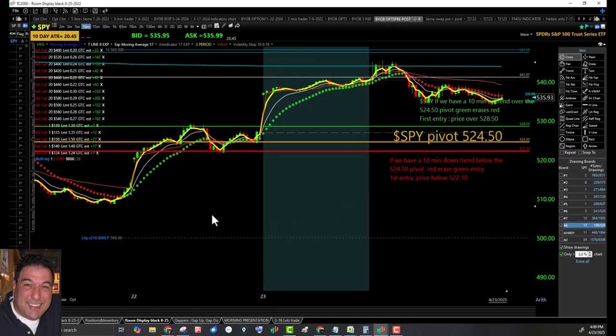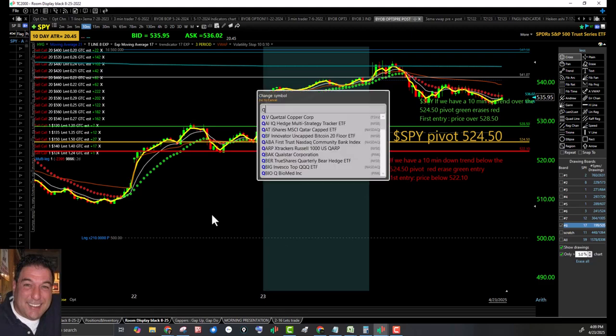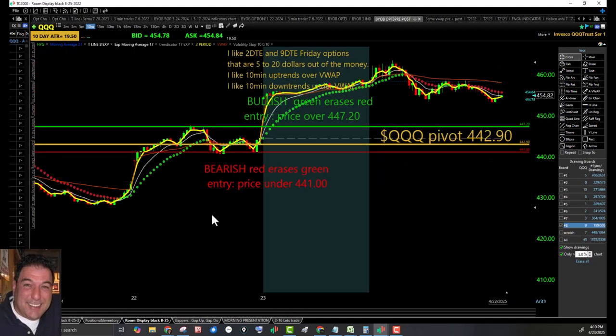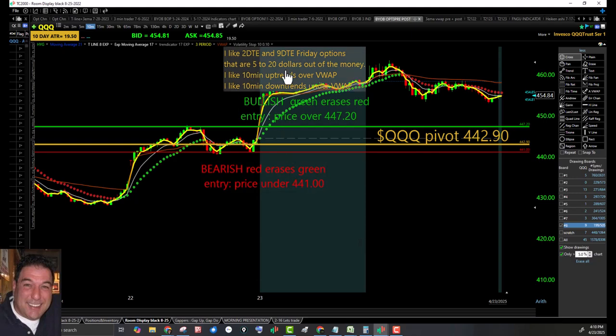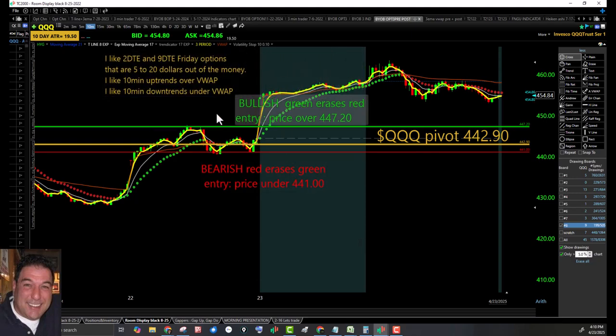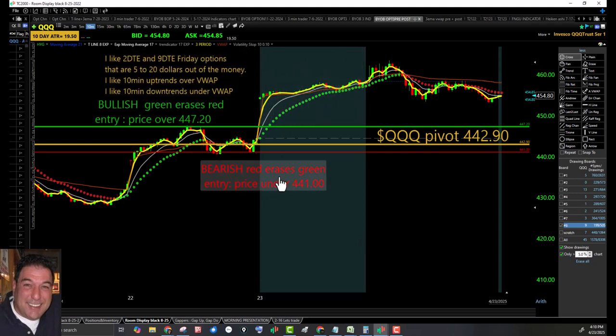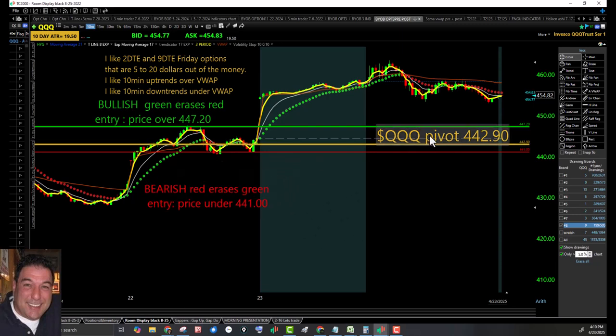Let's take a look at QQQ. QQQ did the same thing. Again, we gapped way up over the green line, over the pivot, over the red line. The game plan became irrelevant. But you did have green erases red entries. So here's your red pullback. Green erased it right over the top of that. That was an entry to trade up into this area here.